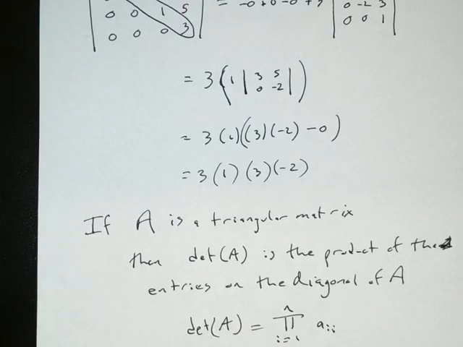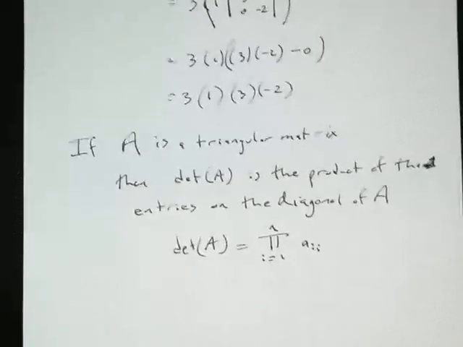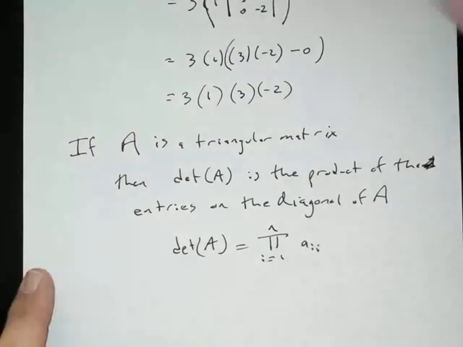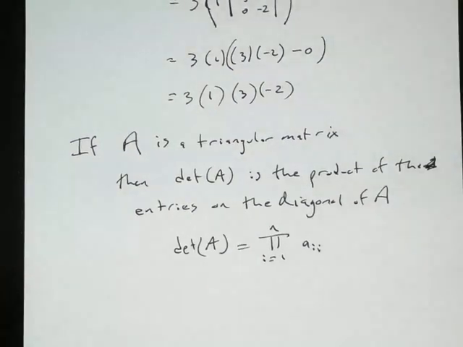Like a capital Greek letter sigma meant add them all up, a capital Greek letter pi means multiply them all up. So that symbol means multiply a_ii, where i goes from 1 to n. So A11 times A22 times A33, that's exactly what the diagonal entries are.